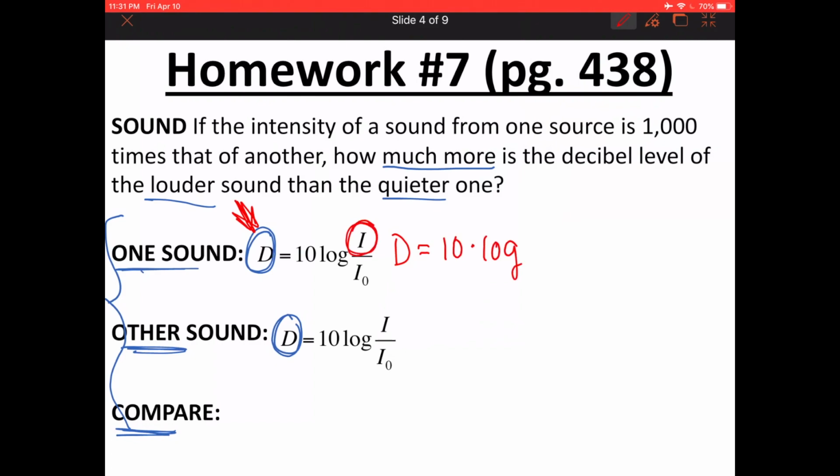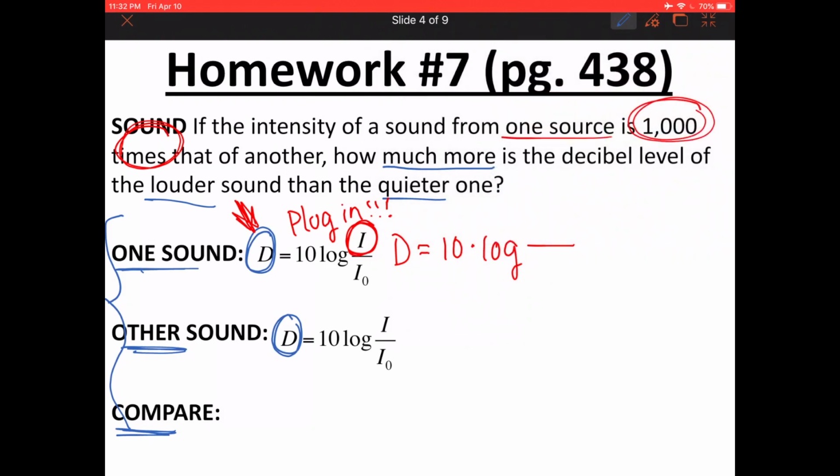Now what am I going to put for the intensity? Now, all we are going to do here, guys, since they don't give us numbers, we just pick our own numbers. You could pick any number that you wanted. All they're saying is that the sound from one source is 1,000 times that of another. So you could pick the numbers 2 and 2,000, 4 and 4,000, because they are 1,000 times bigger. I'm just going to keep it simple.